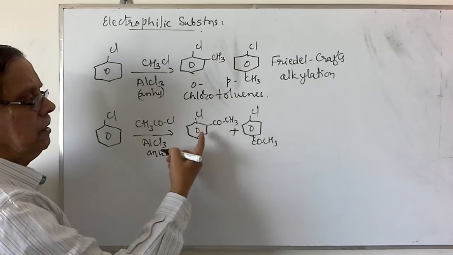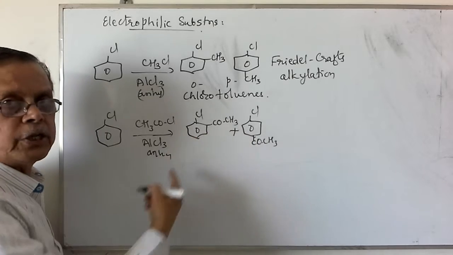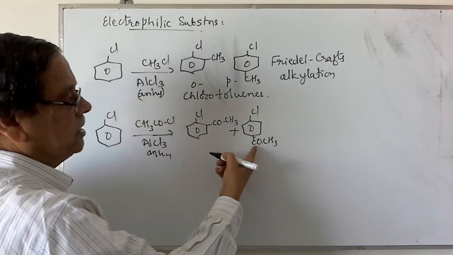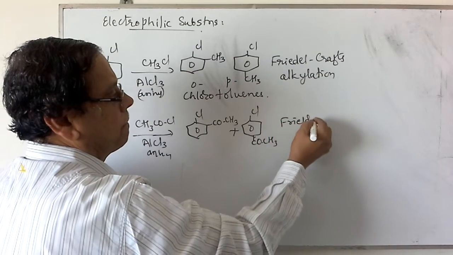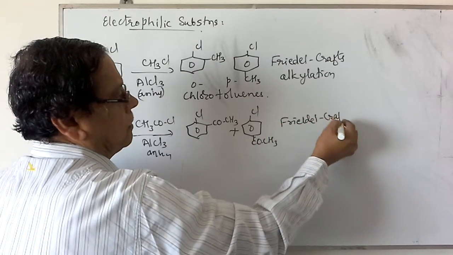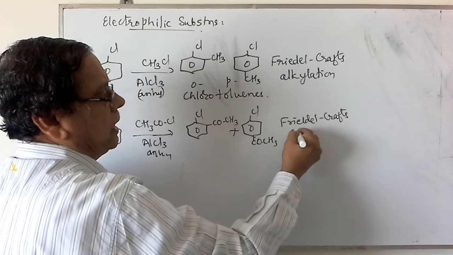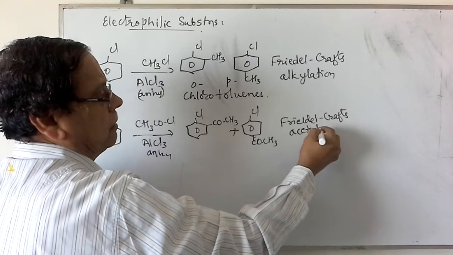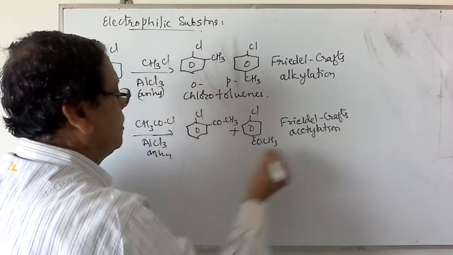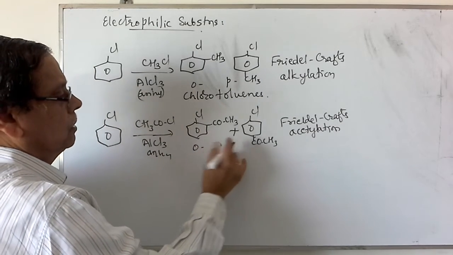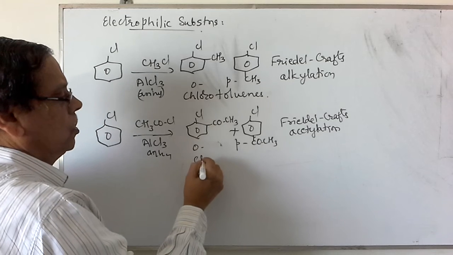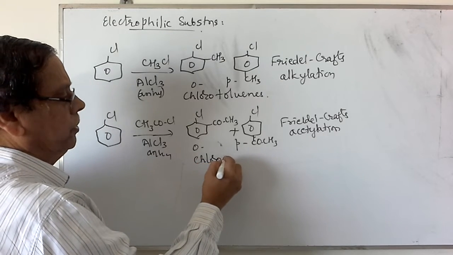Without this Cl group, it is actually acetophenone. Similarly, this is acetophenone. This is named as the Friedel-Crafts acetylation reaction. This is ortho, this is para, chloroacetophenones.